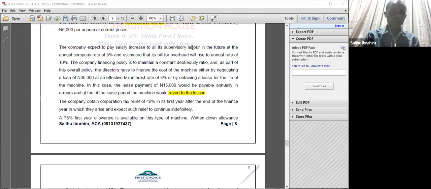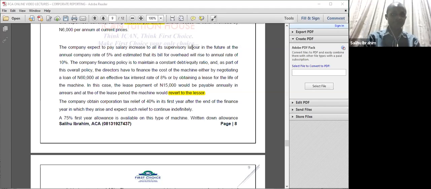The company obtained corporation tax relief of 40% in each first year after the end of the financial year in which they arise, and expect such relief to continue indefinitely. What does that mean? We are saying that tax is paid a year in arrears. That is the information there.